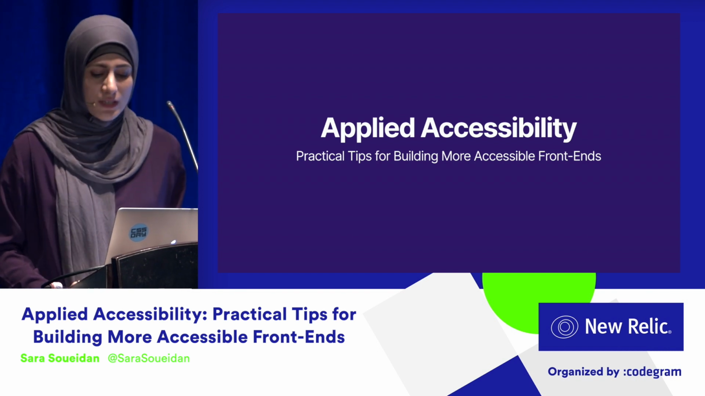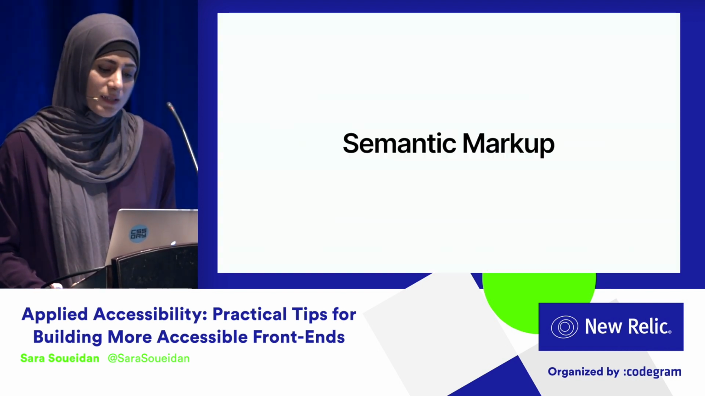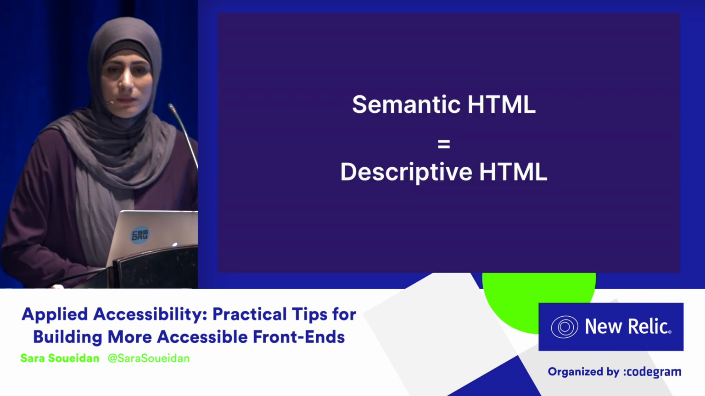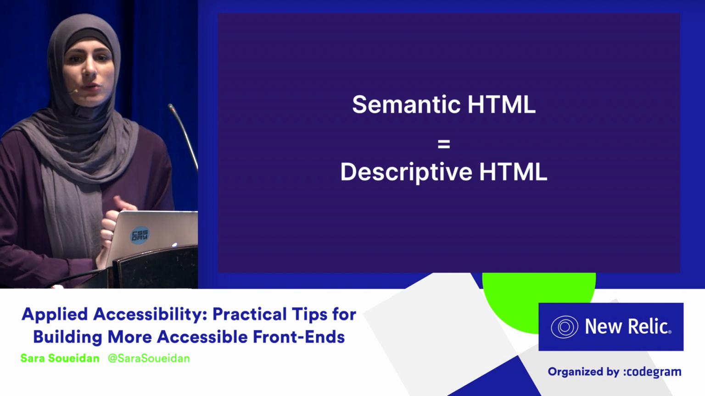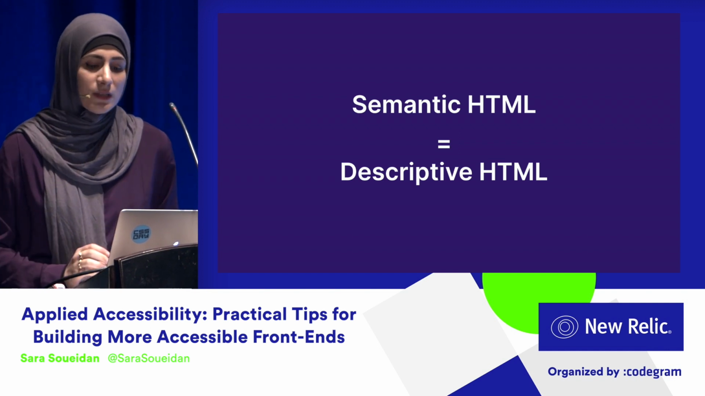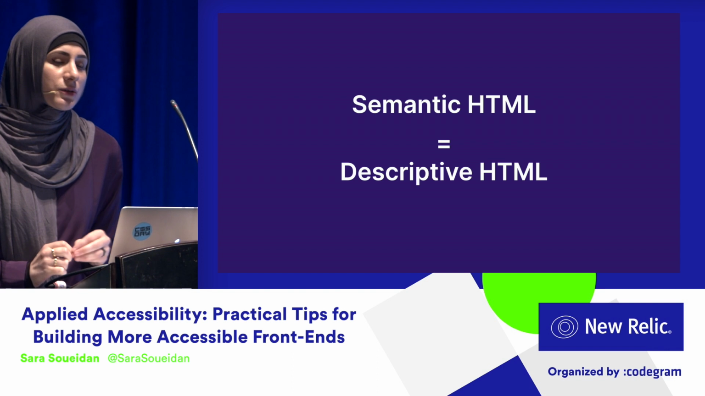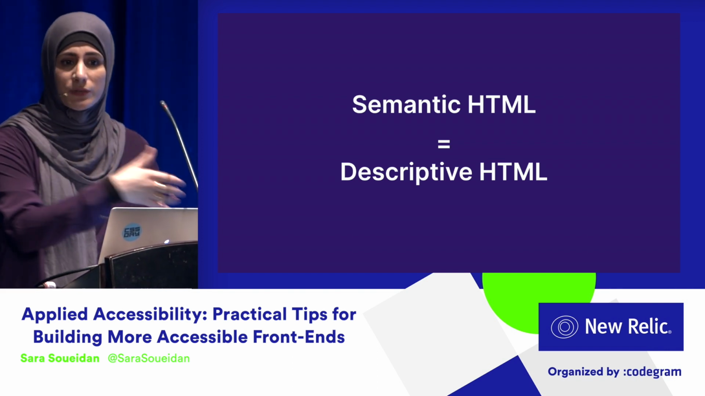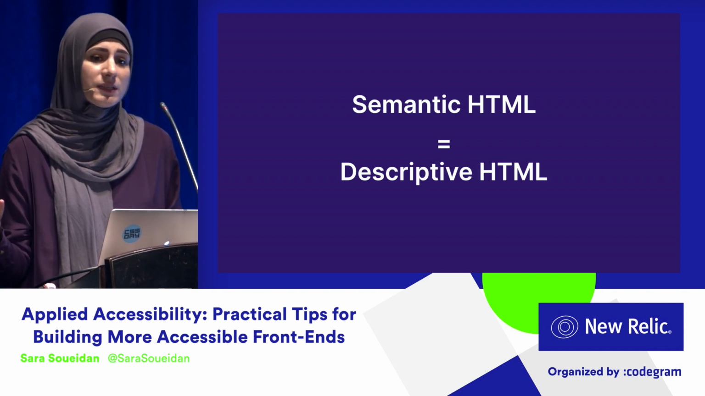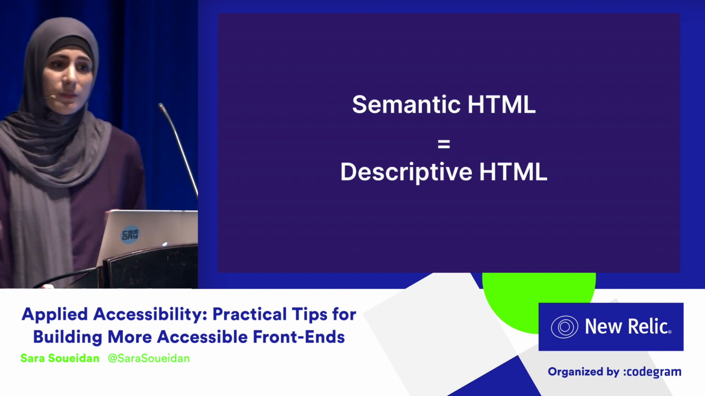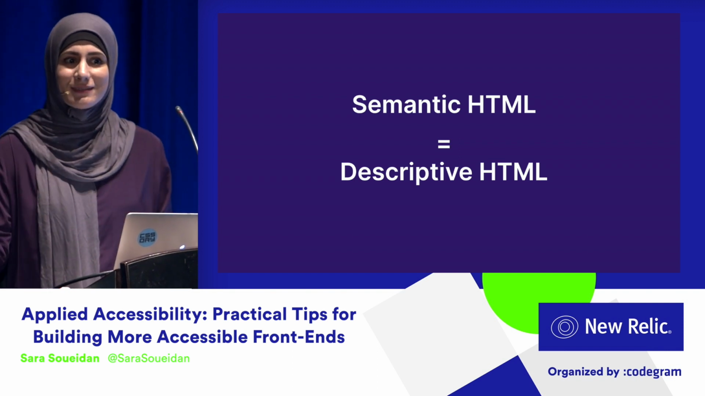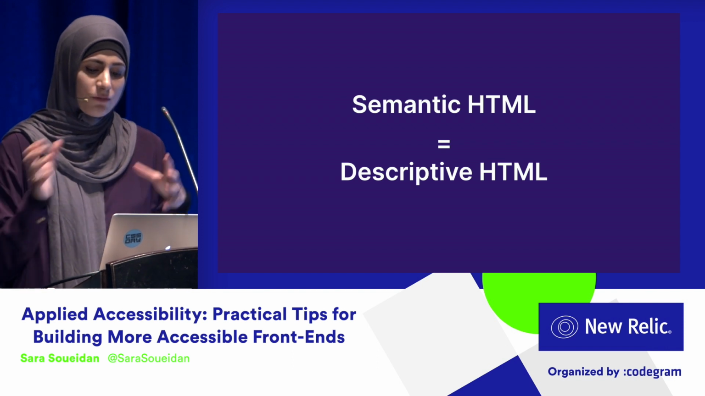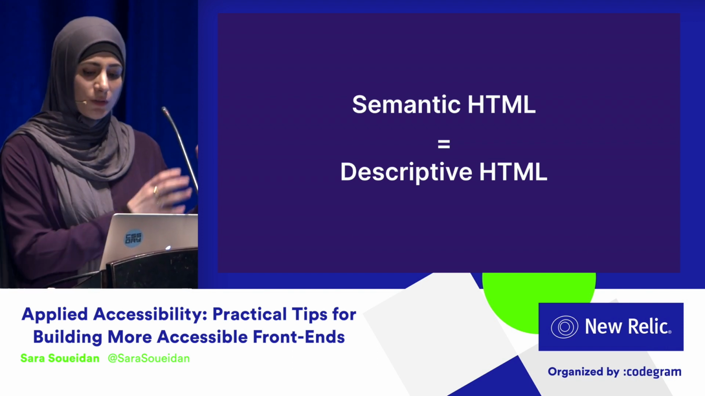Now, at the foundation of every accessible website is semantic markup. Semantic HTML is descriptive HTML. Each HTML element describes the type of content that it creates. So if you have a heading in the design, you use the heading element, H2, H1, H3, H4, etc. If you have a paragraph, you use the P tag. If you have a navigation, you use the nav element. If you have a button, you use a button, not a div. In other words, it means using the correct HTML elements for their correct purpose as much as possible.